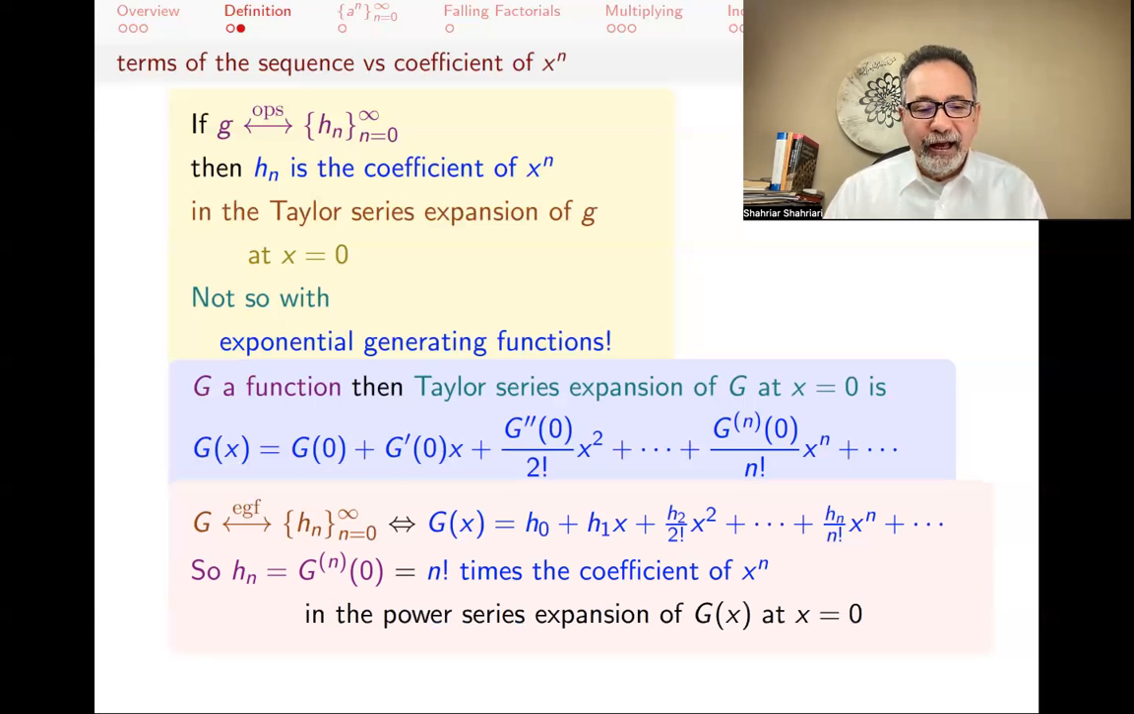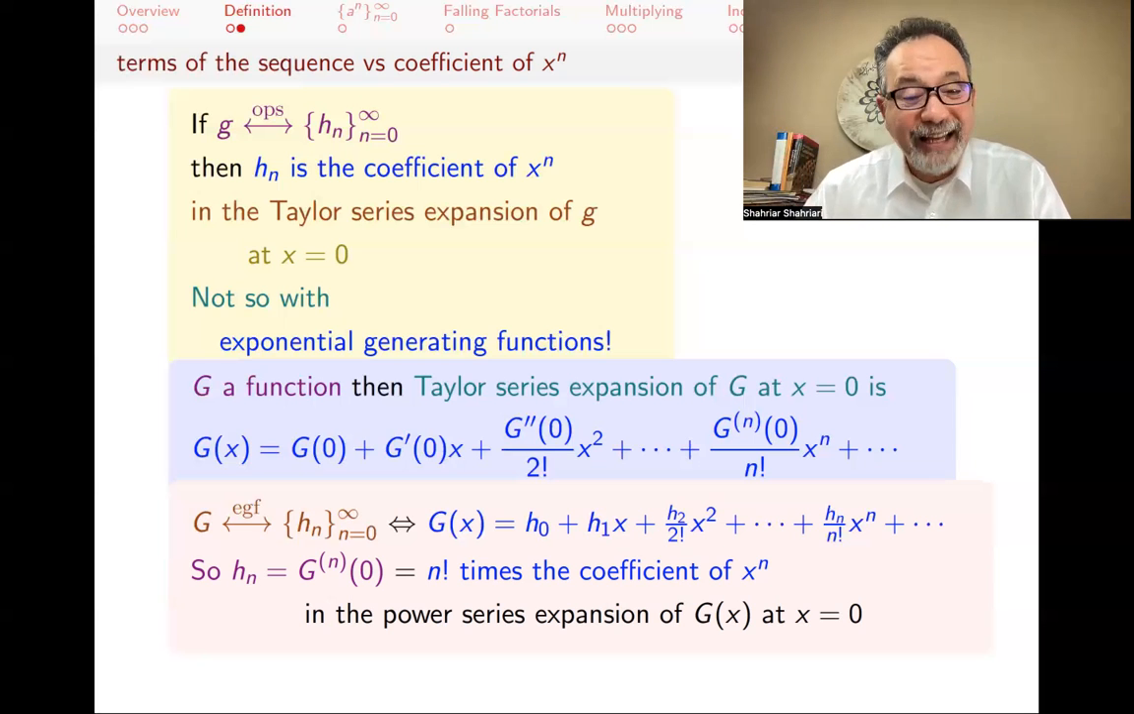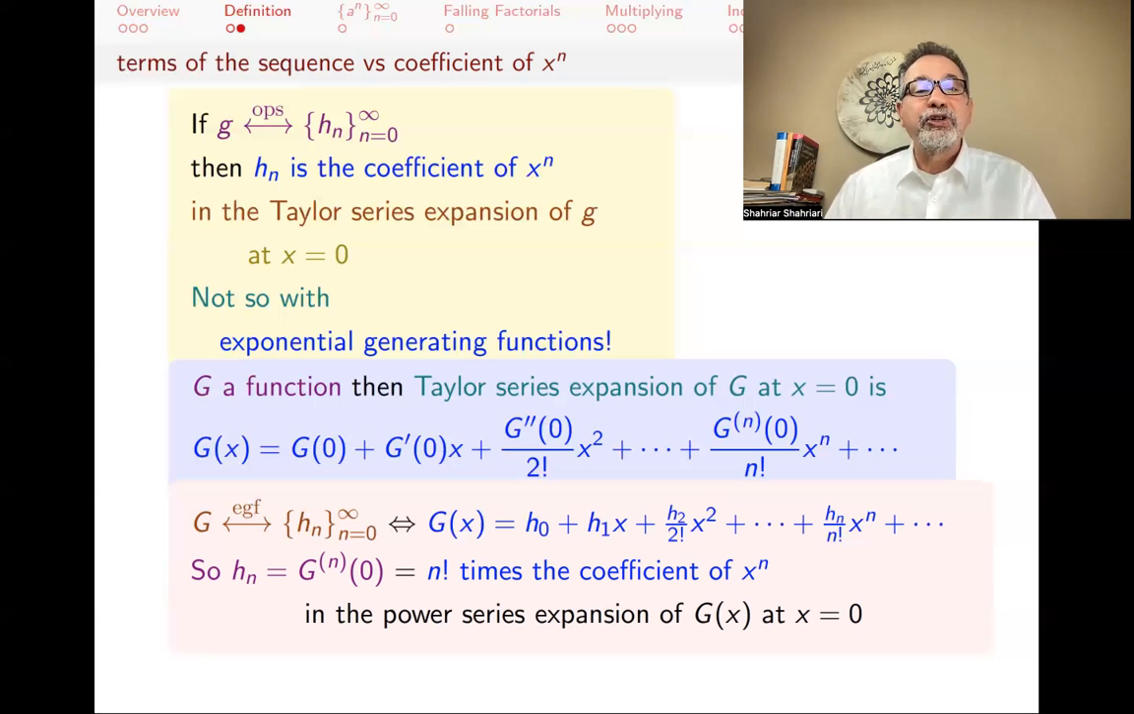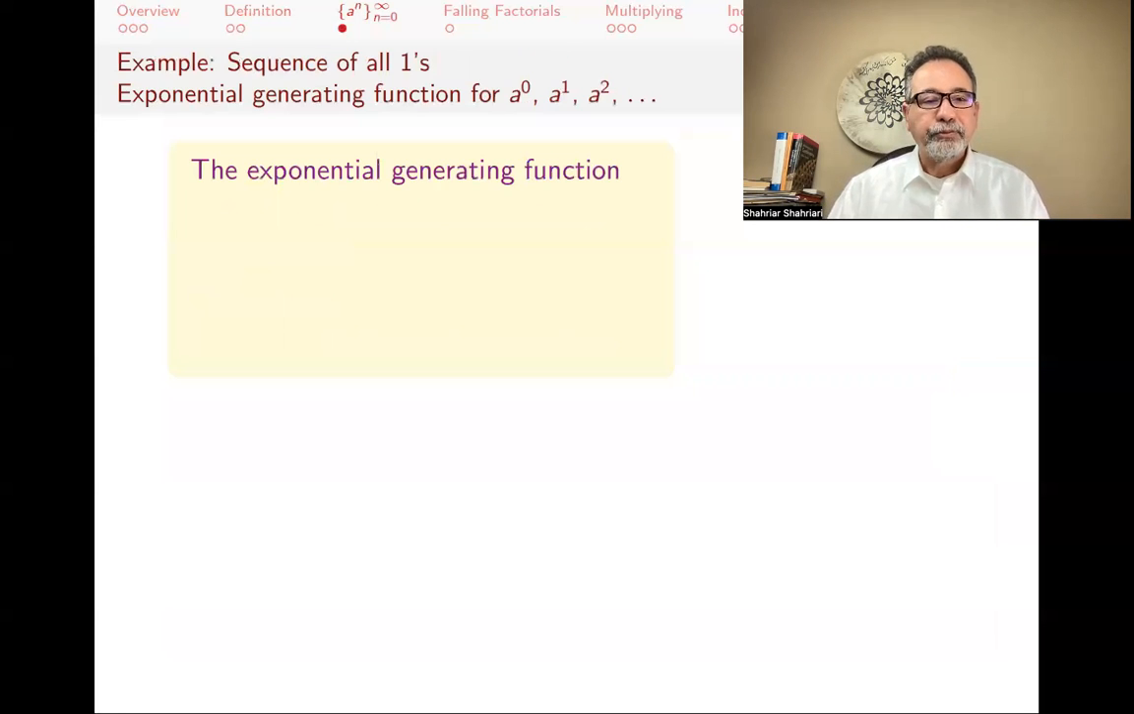So again, you start with a sequence and you make an exponential generating function. If someone gives you not the exponential generating function, but the coefficient of x^n in the power series expansion of g(x) at x equals 0, then to get your sequence back, you have to multiply by n factorial. Okay, so now let's look at some examples.